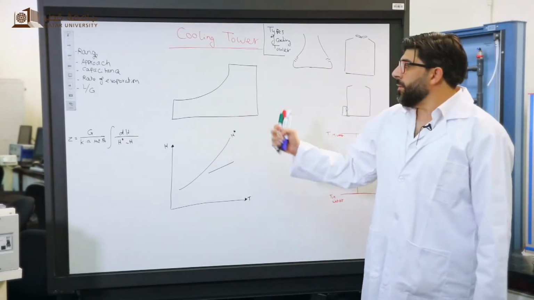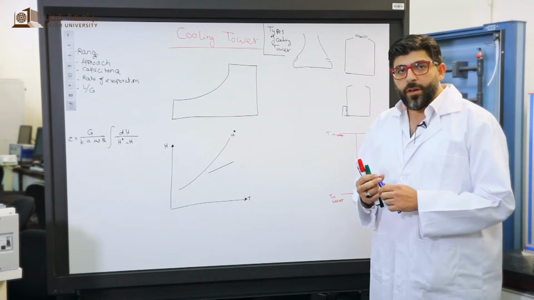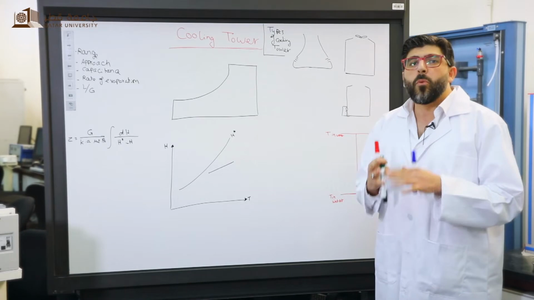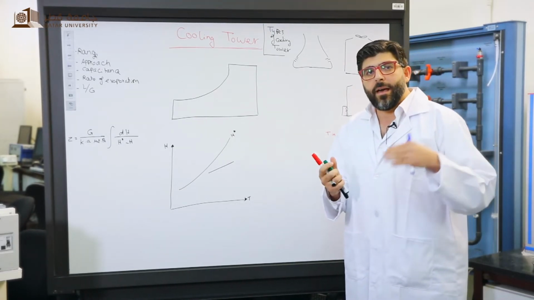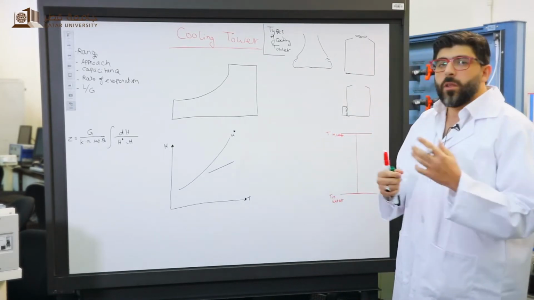Today we have another experiment, the cooling tower. The cooling tower is mainly used for cooling water. It's a special type of heat exchanger known as an evaporative heat exchanger. It utilizes both latent heat and sensible heat to transfer heat between two fluids.